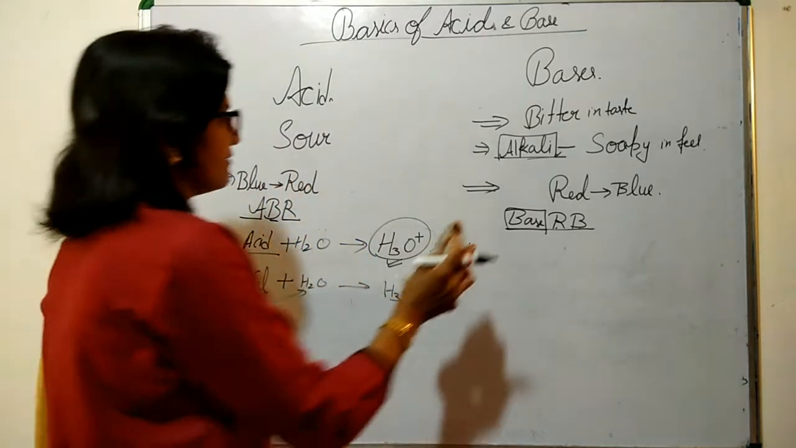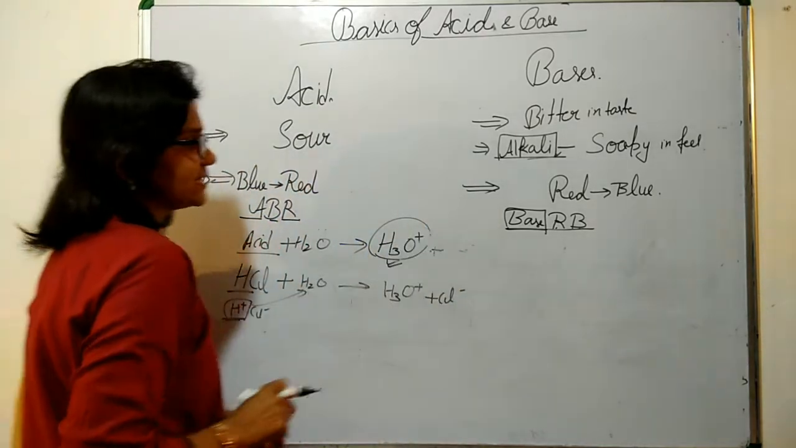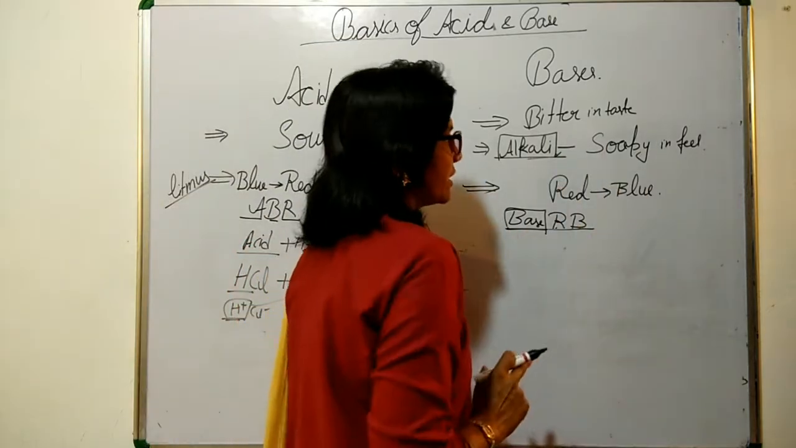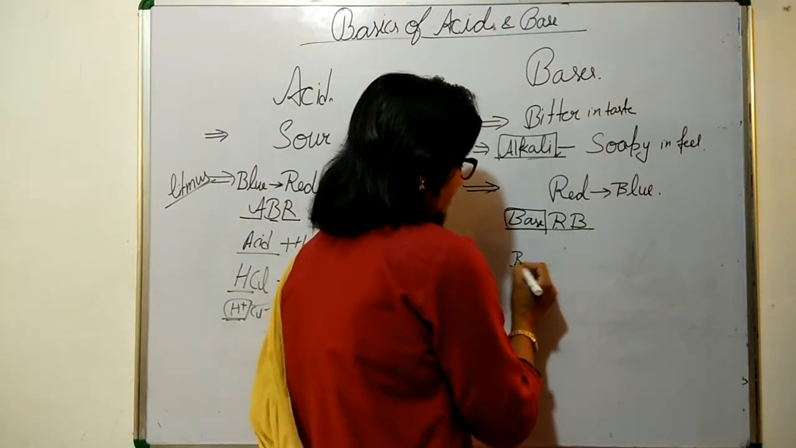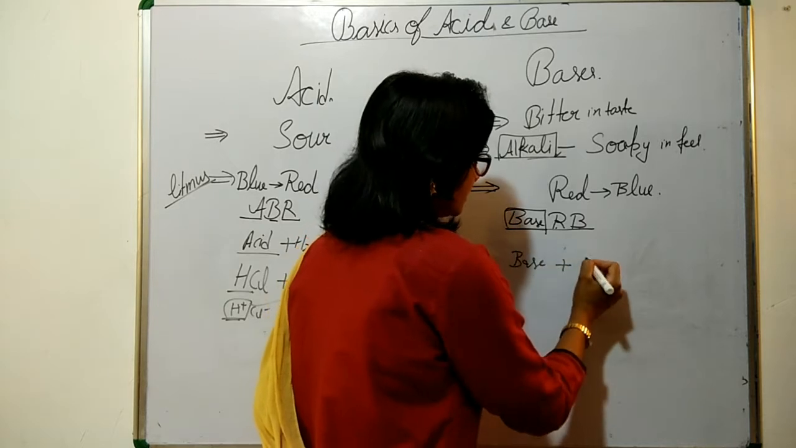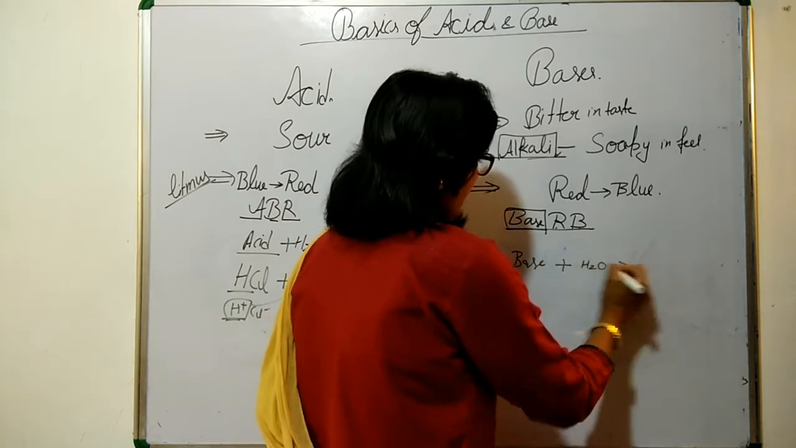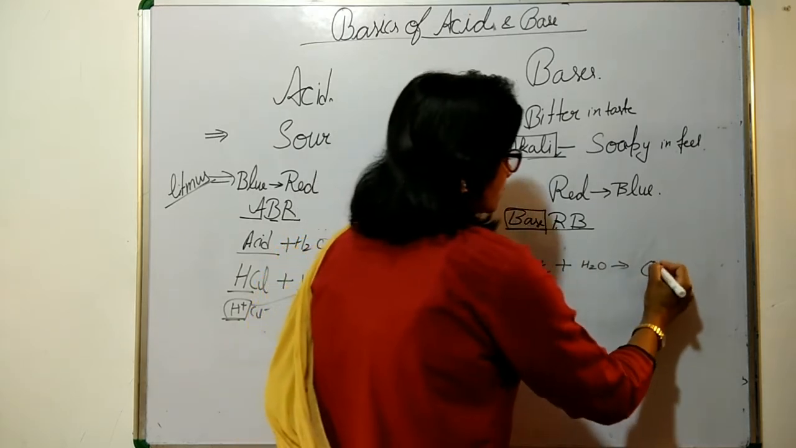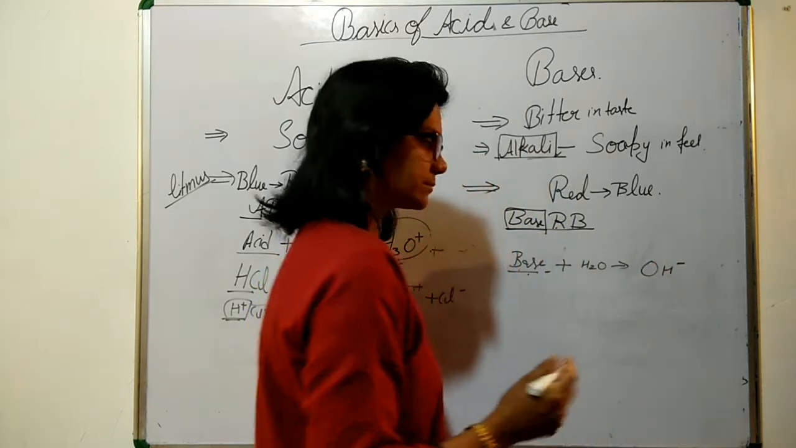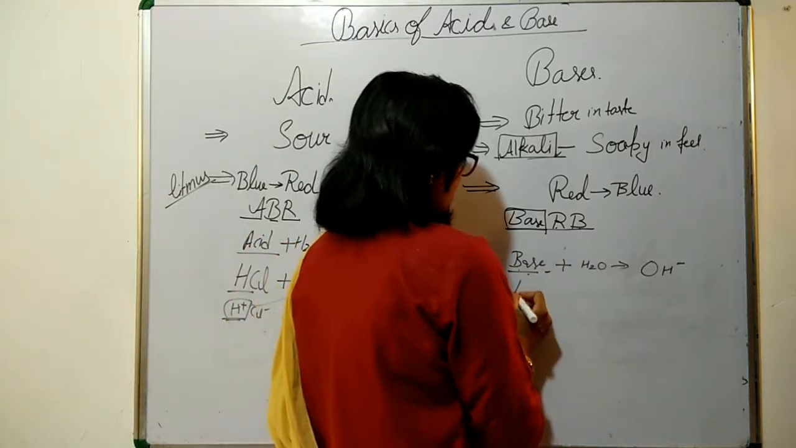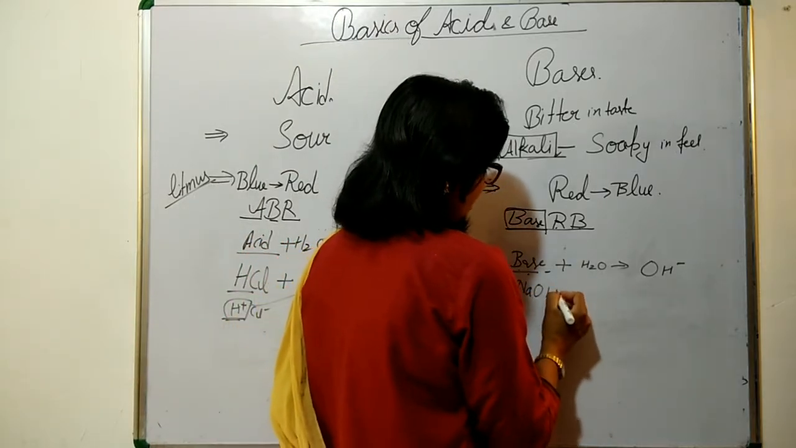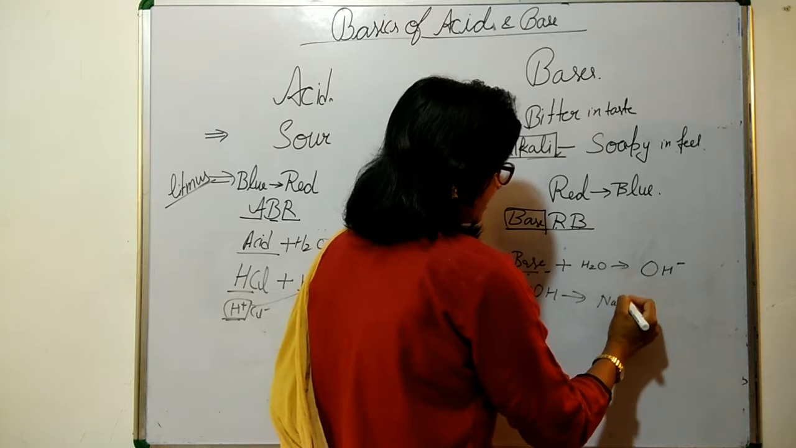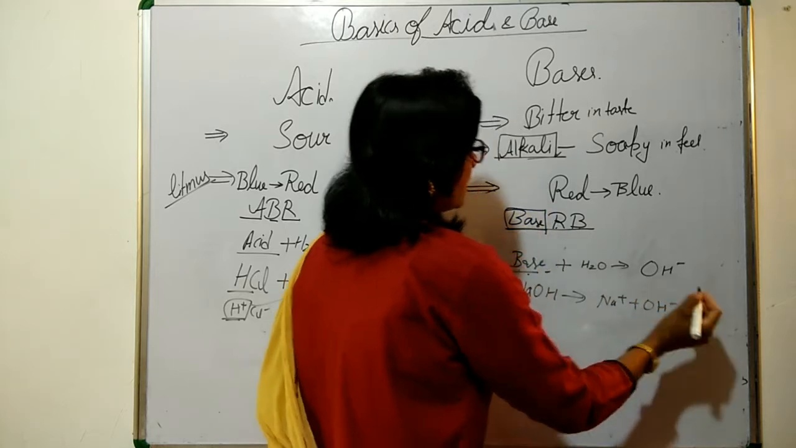In the same way, if your base is soluble in water, then what does it do? It dissociates into its components and forms the OH minus ion in the solution. Suppose it is NaOH, then it forms the Na plus and OH minus ion.